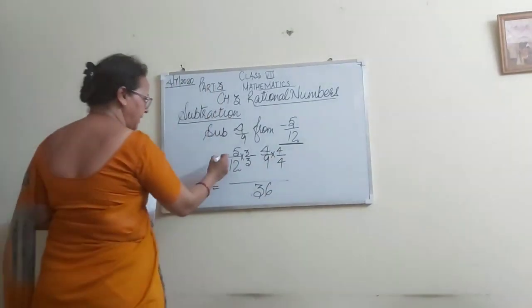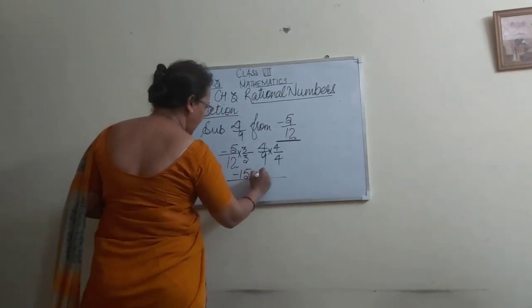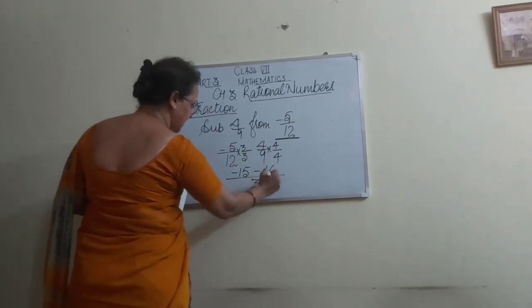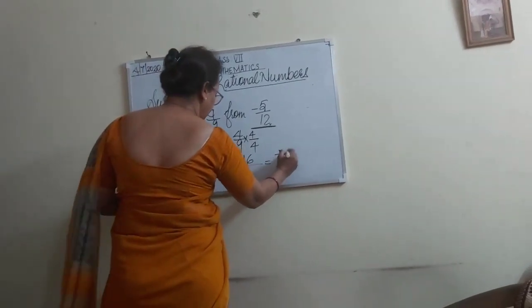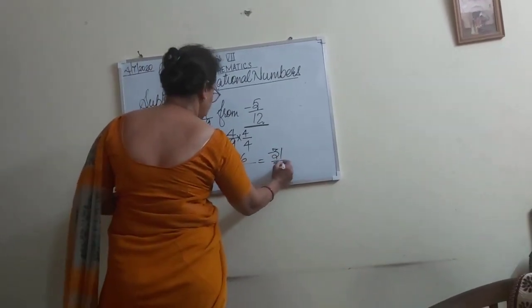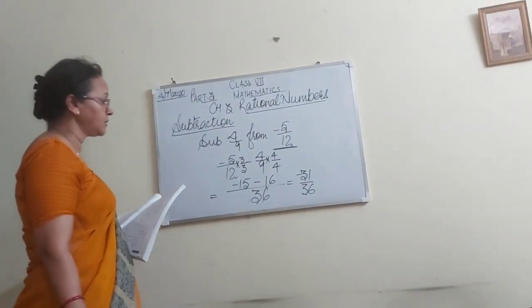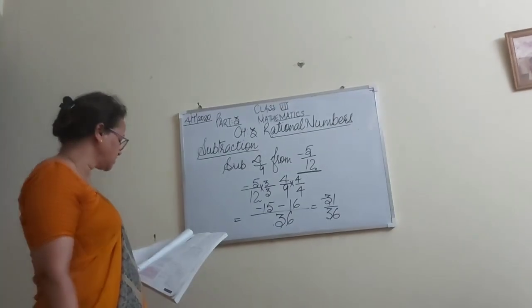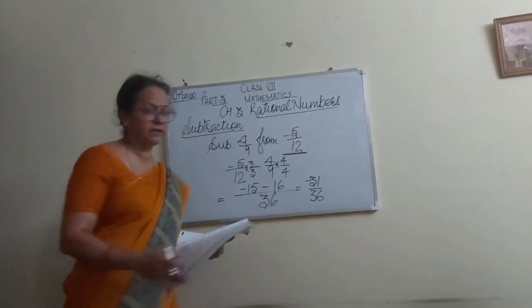So what will it be? Minus 5 into 3 is minus 15 and 4 4s are 16. That's right. What will it be? Minus 31 by 36. This will be your answer. That's right, students. I hope you understand this concept of subtraction. Every subtraction, the way will be the same.